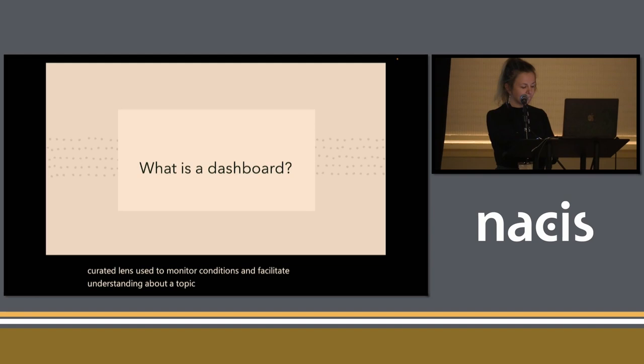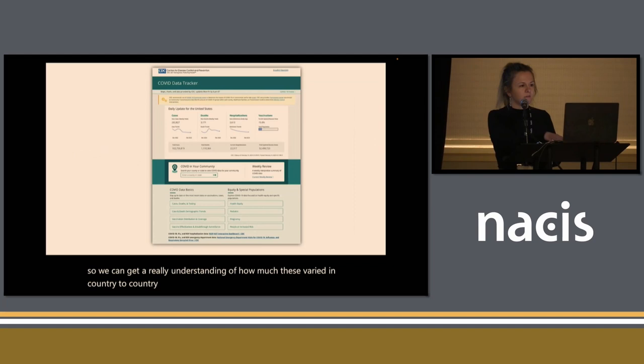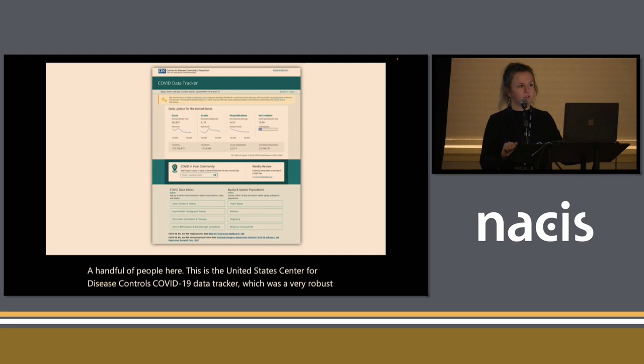Now, since I promised the NACIS gods that I would let you all look at some maps throughout this presentation, I'm just going to put up some examples of some national COVID-19 dashboards so we can get a really good understanding of how much these varied from country to country. Another show of hands, does anyone recognize this particular dashboard? A handful of people here. This is the United States Center for Disease Control's COVID-19 data tracker, which was a very robust attempt to look at many different facets of the COVID-19 pandemic across the United States.